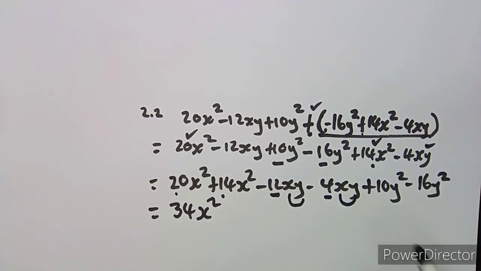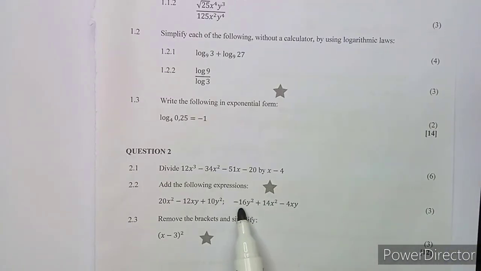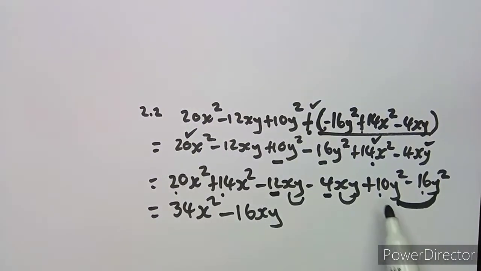We've got xy here and xy here, so you can subtract minus 12 and minus 4, which is actually going to give you minus 16xy. And here I've got like terms, 10y squared and this 16y squared, so it's 10 minus 16. All right, so you've got 16 here, not 6. So it's 10 minus 16, which is actually going to give us minus 6y squared, just like that, guys.